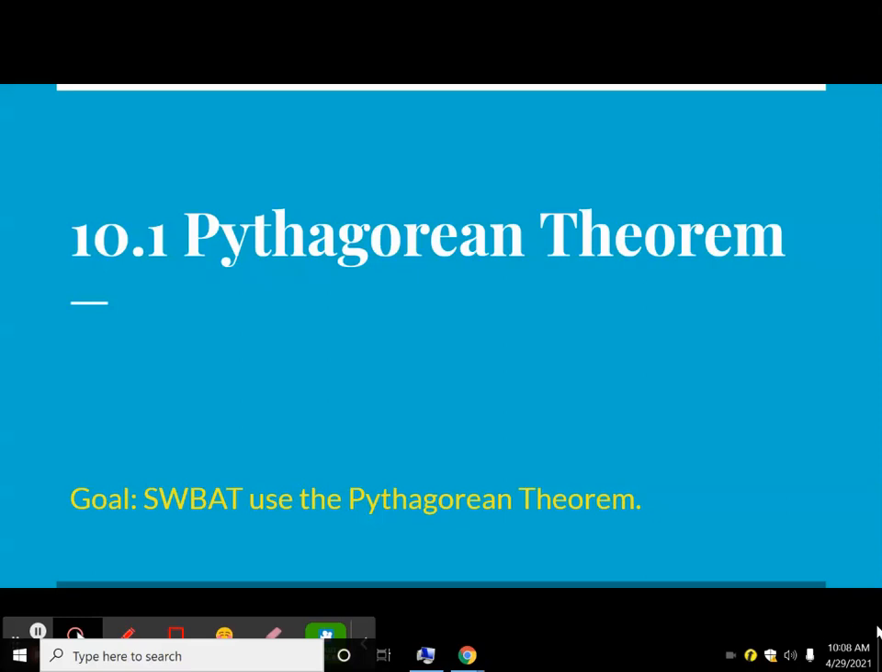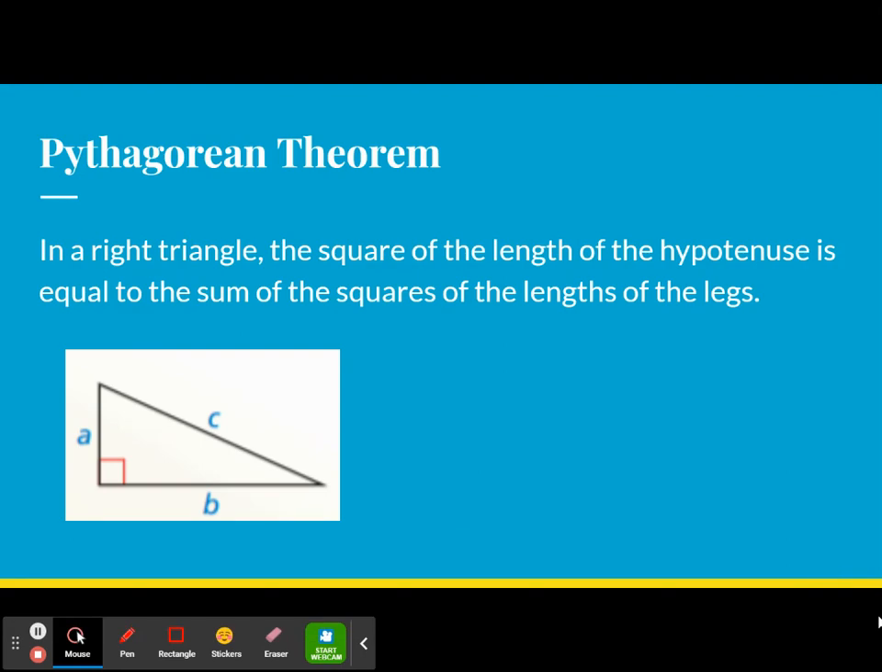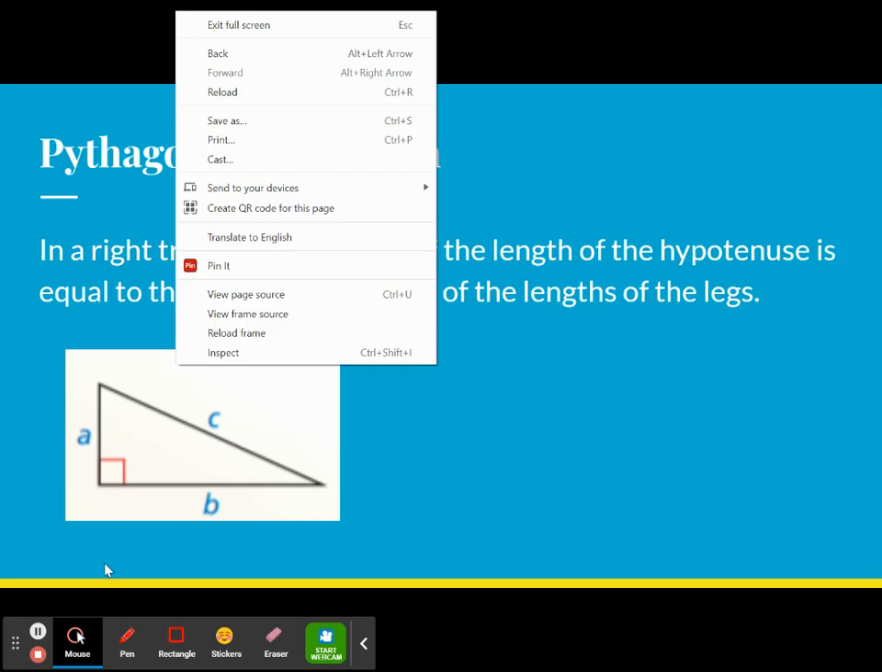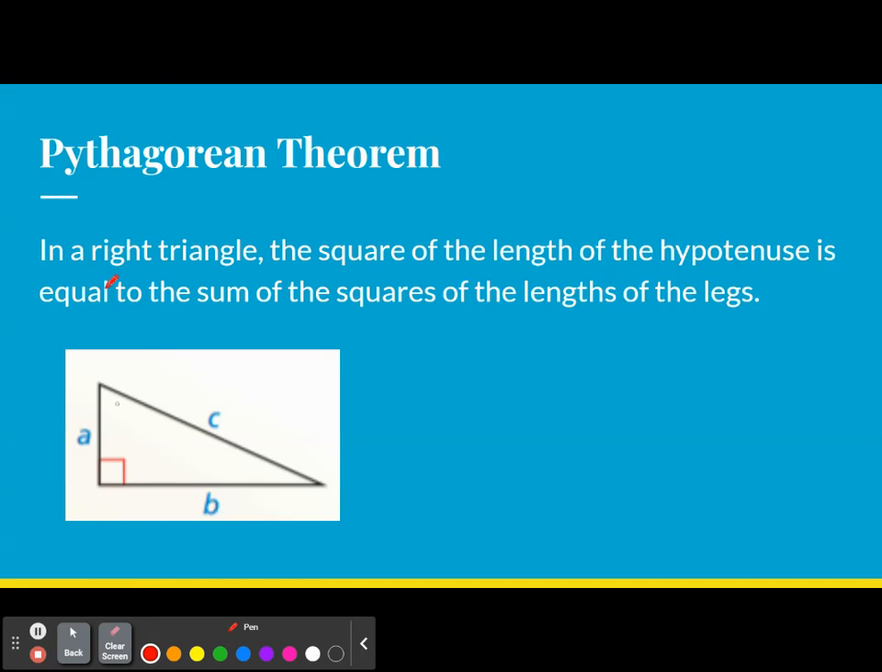Alright, so on your notes, first thing, the Pythagorean theorem says in a right triangle, and only in a right triangle, the square of the length of the hypotenuse is equal to the sum of the squares of the lengths of the legs. Now, you talked before about what a right triangle is, and which part are the legs, and which part is the hypotenuse. But just to remind you, the two sides that make the right angle, those are the legs. And the side opposite of the right angle is the hypotenuse.